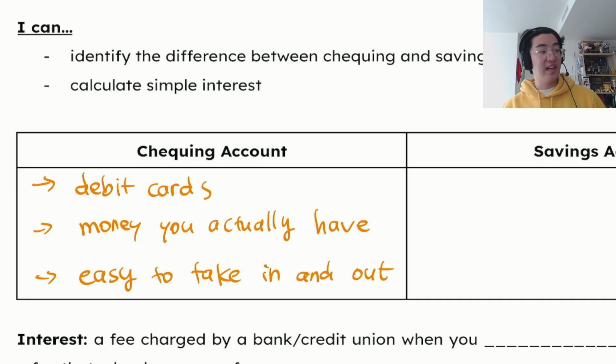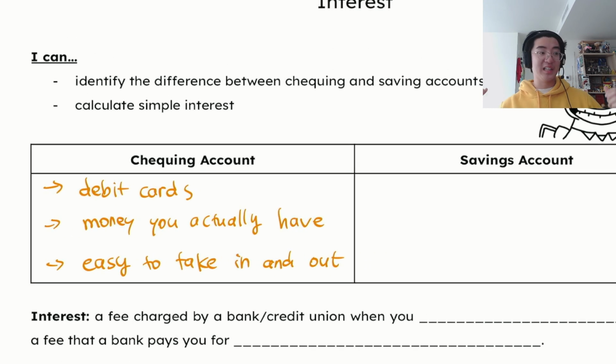If I say I have $500 in my checking account, this is the money I can just spend on a new set of Pokemon cards or a new Nintendo game. So that's easily spendable money, or the money that you actually have.